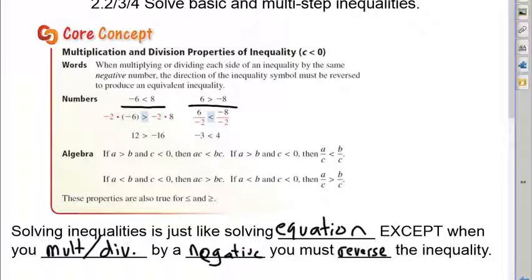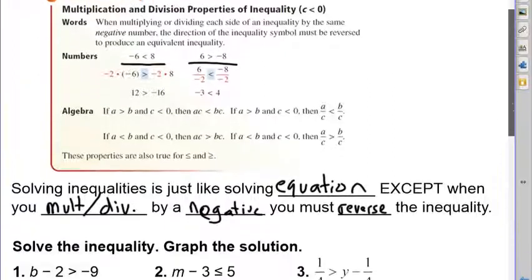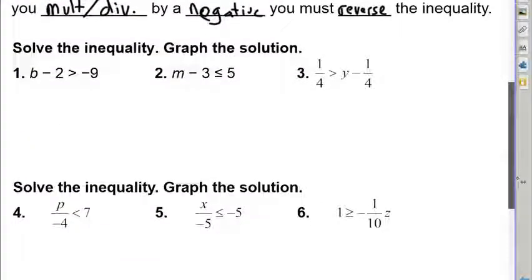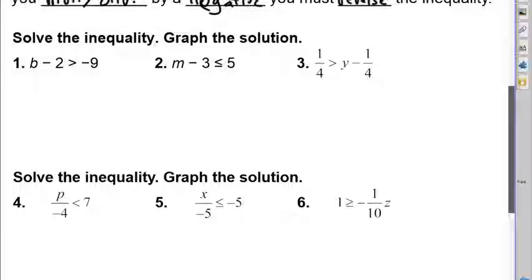Let's look at some examples. We're going to start with some basic examples. Basic meaning they have one operation to get the variable isolated. So in problem number 1, we have b minus 2 is greater than negative 9. I'll start by adding 2 to both sides. That gives us b is greater than negative 7.